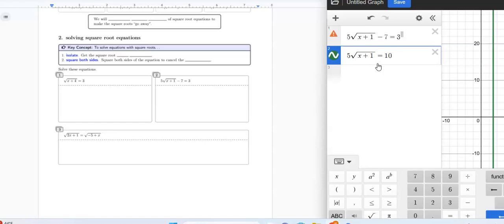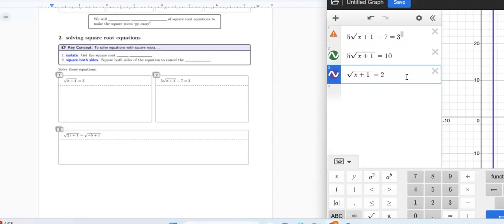Now I need to get rid of the 5 because I want to isolate the square root on one side of the equal sign. Getting rid of the 5 means dividing by 5 on both sides. By dividing by 5 on both sides, I now have the square root of x plus 1 equals 2. Now we have the square root isolated on one side of the equal sign.